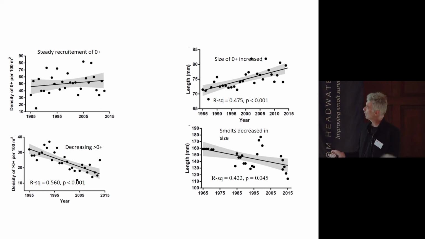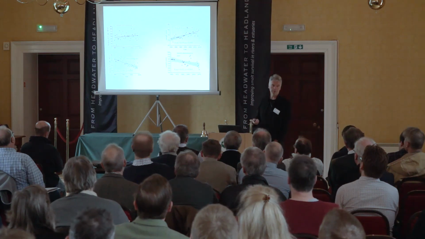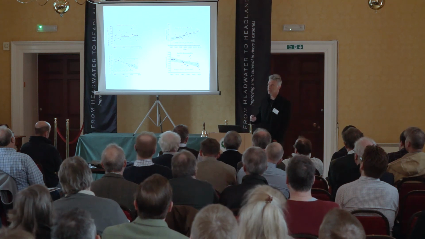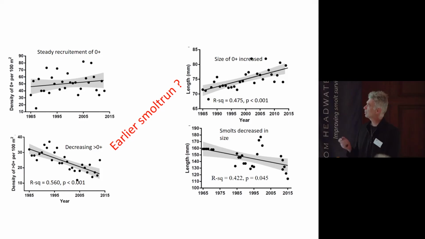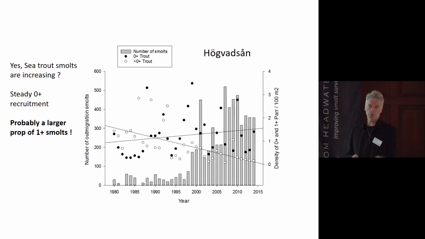that we have a steady recruitment of 0+ fish. Older than 0+ fish seems to be decreasing, but on the other hand, the size of the 0+ fish is increasing, and the smolts seem to be decreasing in size. So this seems to be sort of a familiar story. We heard that several times yesterday. So what we expect here as well is that we see an earlier smolt run. And we have some data to support this as well. This is from Headwater, just south of Gothenburg.